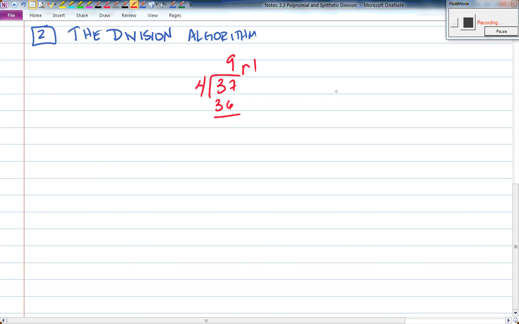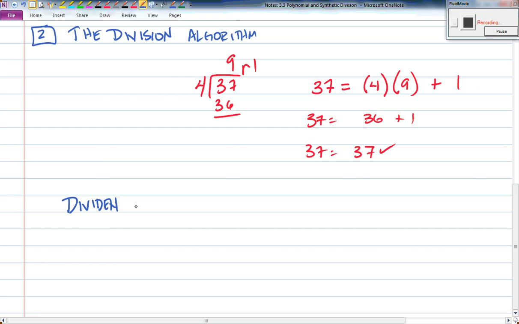Okay, good. So my dividend is 37, right? 37 is equal to my divisor, which is 4, times my quotient, which is 9, right? Plus my remainder, which is 1. Is that true? 37 equals 36 plus 1. Yeah, check it out. 37 is equal to 37. So it turns out this is an algorithm. So we can say the dividend is equal to the quotient multiplied by the divisor and then added to the remainder.